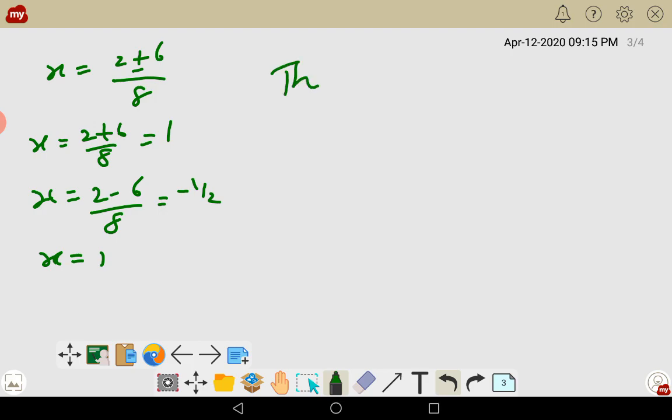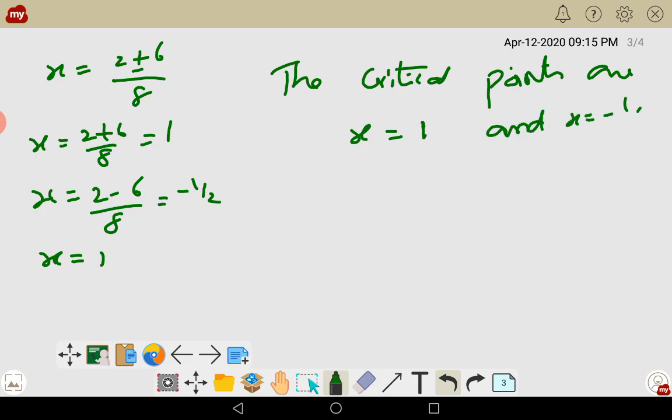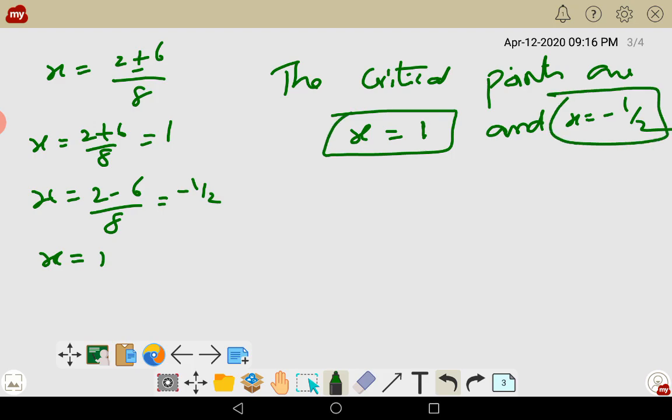So the critical points are x is equal to 1 and x is equal to negative 1 by 2. So we have answered the critical points, and then points of inflection. Go to the second derivative. Set the second derivative to 0 for inflection points, isn't it?